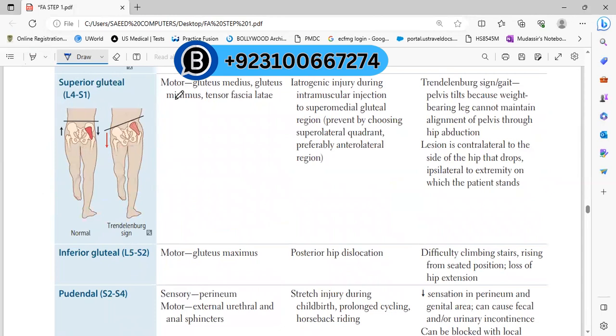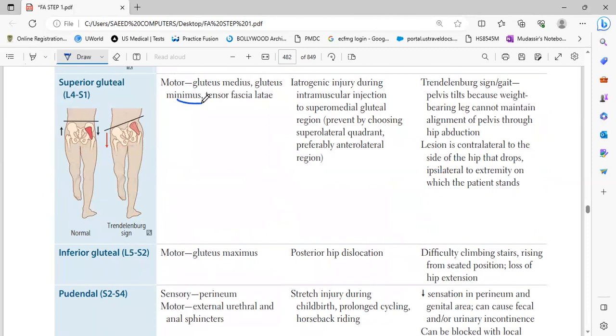The superior gluteal nerve supplies these muscles. Most important are gluteus medius and gluteus minimus. Here you can see they support the contralateral side. Suppose this is the right side: gluteus medius and minimus support the left side, holding up the left side. When you have weakness of this muscle, the contralateral side will drop.